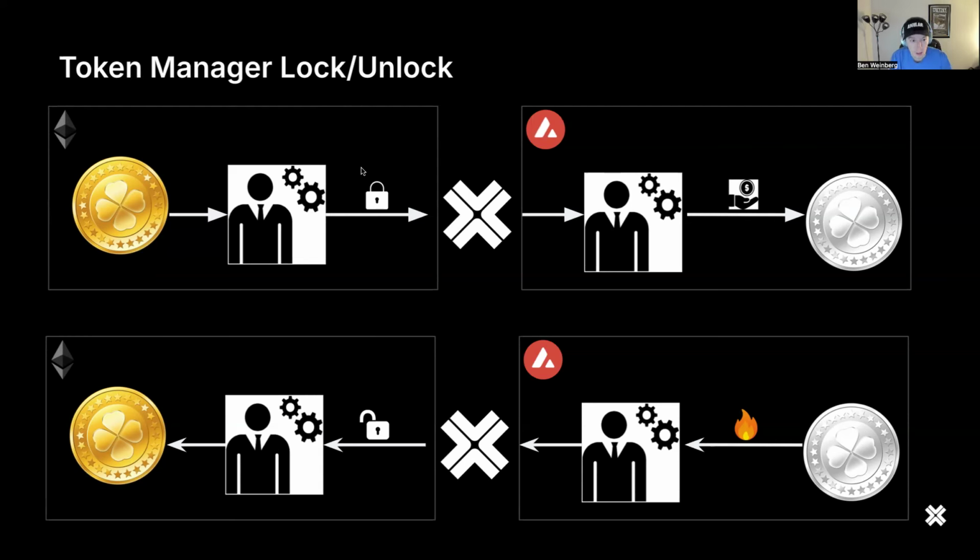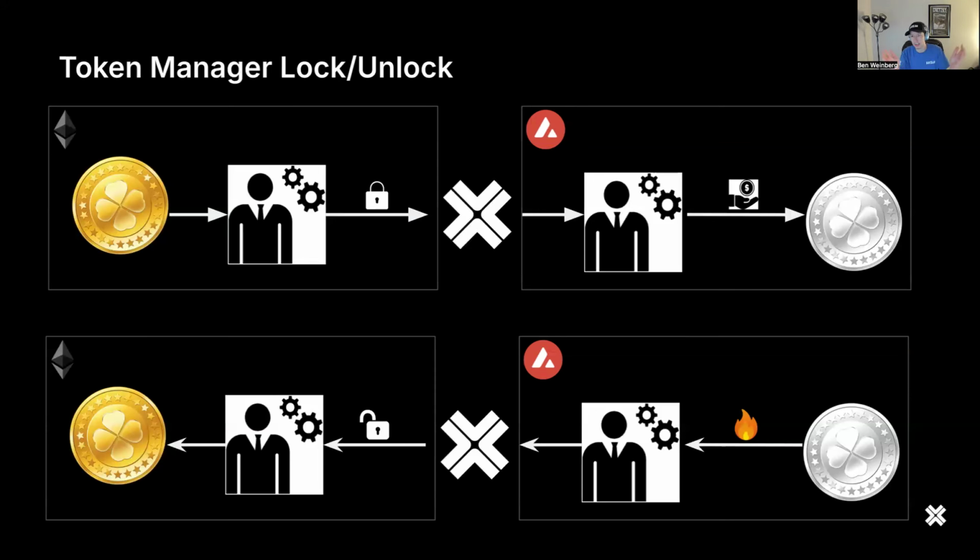The reason we have lock and unlock on Ethereum and mint and burn on Avalanche is because the way you should think about these different token manager types is really context dependent. So if you're in a scenario where you have a token with a home chain, let's say Ethereum is your home chain, you don't want any tokens minted on any other chains. The only liquidity you want existing on, in this case, Avalanche, is in correspondence to a token that is locked on Ethereum. So Ethereum is kind of the home chain in this example.